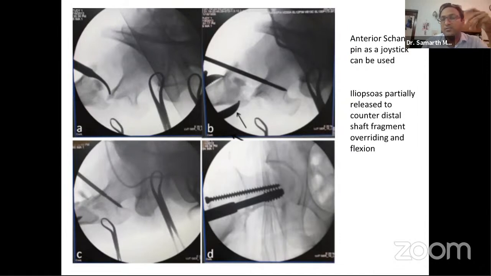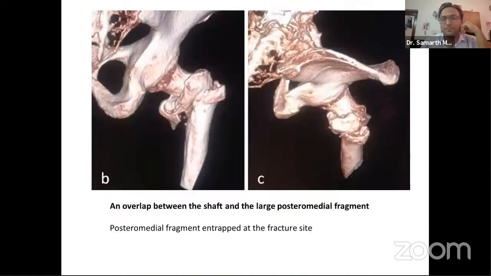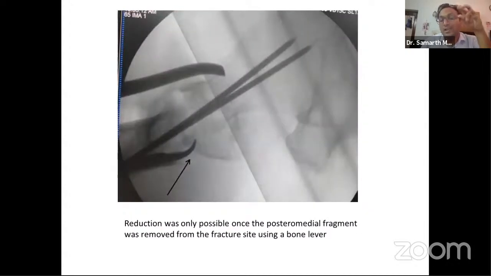And in this, we have described this extension type of fracture, wherein they become very difficult to reduce, and one can use a Schanz pin from the anterior cortex to pull the proximal fragment up. Once it is reduced, it can be fixed with either a nail or a DHS. Similarly, there are fracture types where there is a small or a large posteromedial fragment which gets into the way of the proximal and distal fragments. It is in these fractures that unless you take out this posteromedial fragment, the reduction cannot be achieved. Once the reduction is achieved, it can be fixed.